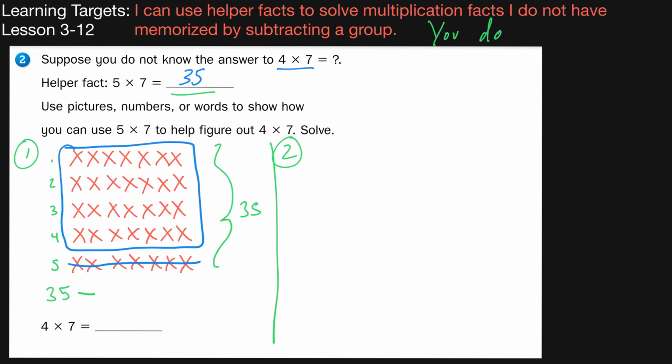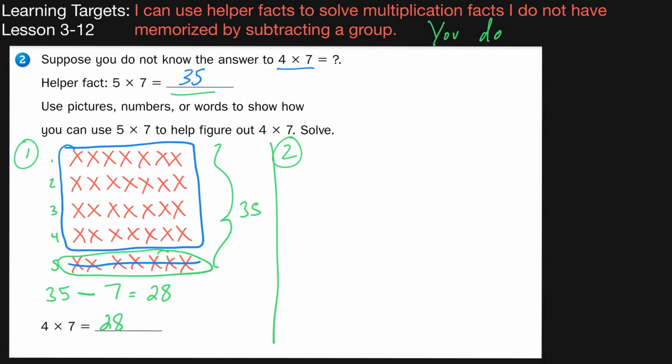35 minus this 7 here that I took away. I know that I can do that because that leaves me with 1, 2, 3, 4 groups of 7 left, which is what I'm trying to solve. And 35 minus 7, as I begin solving that, 35 minus 7 equals 28. So 4 times 7 equals 28. That's one way to solve this problem by using a picture.